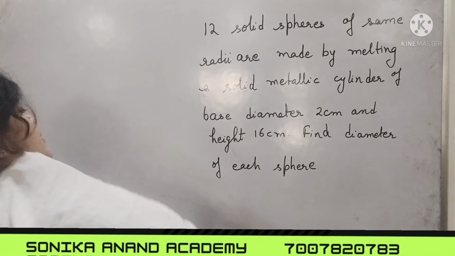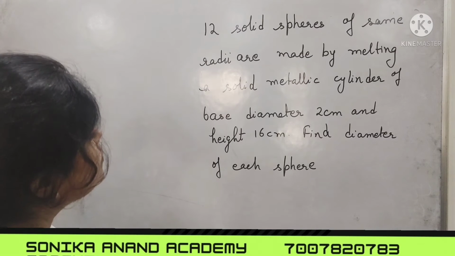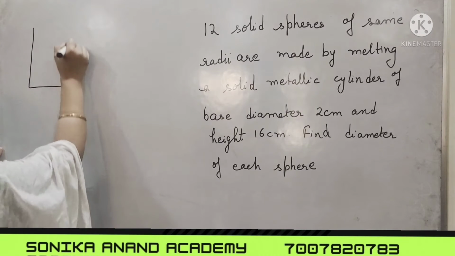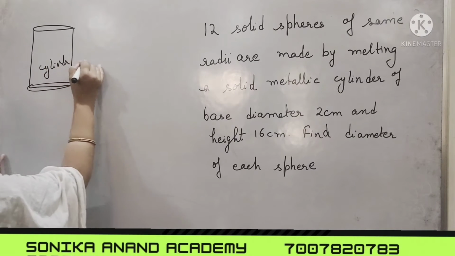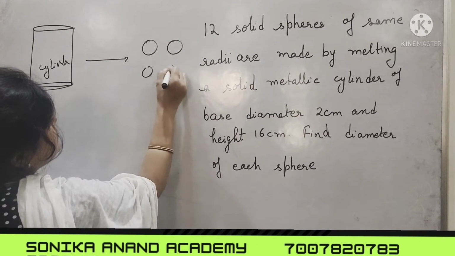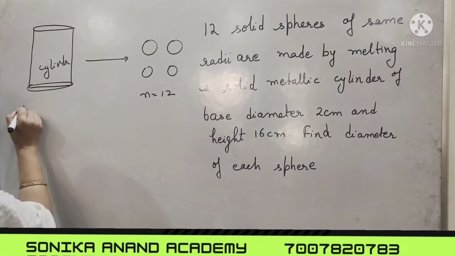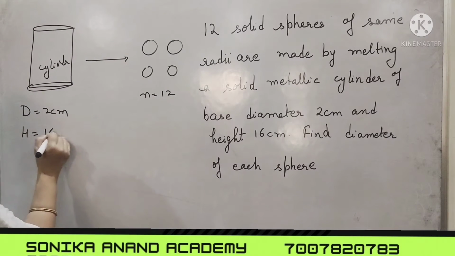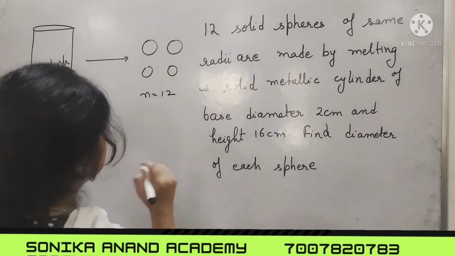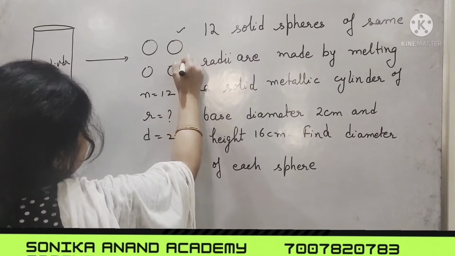12 solid spheres of same radius are made by melting a solid metallic cylinder of base diameter 2 centimeter and height 16 centimeter. That means there is a cylinder. When we melt this cylinder, we make 12 spheres. The diameter of the cylinder is 2 centimeter and height of the cylinder is 16 centimeter. Find the diameter of each sphere.